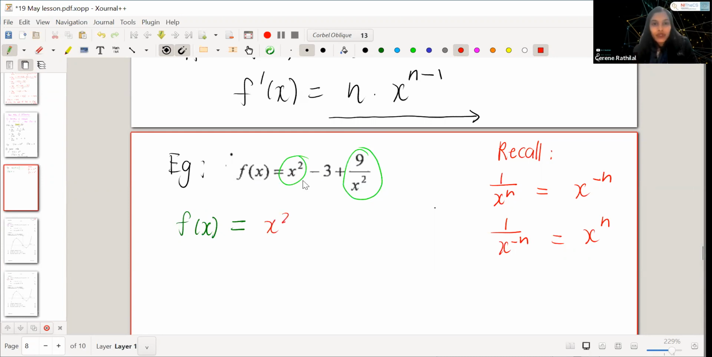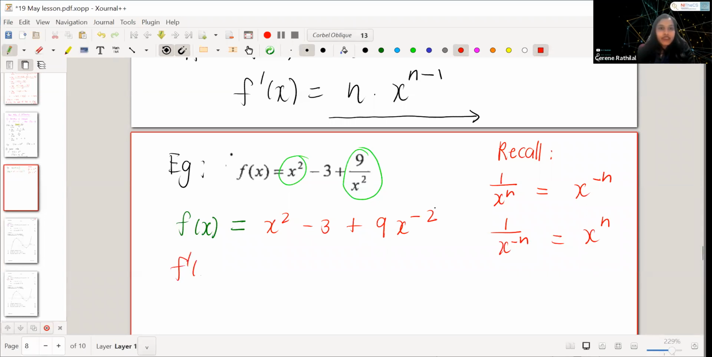So I see that there's no problem with the first term. There is no problem with the second term. And so now I'm going to adjust the other term. So this is nothing but 9 multiplied to x raised to the power negative 2. Is everybody happy with that? Let me check the chat box. Great. And so now we can compute the derivative.